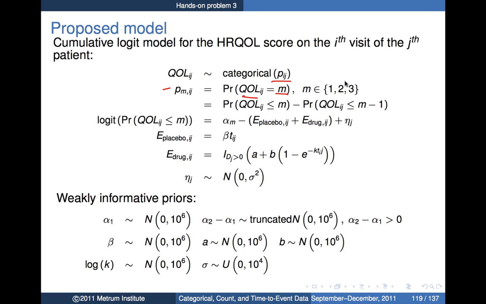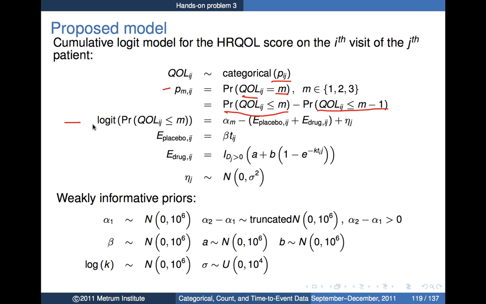Since we're going to write our model in terms of cumulative probabilities, I rewrite that in terms of the difference between the probability of QOL being less than or equal to m minus the probability that it's less than or equal to m minus 1. And recognize that if m is equal to 3, recall that the value has to be 1, 2, or 3, so the probability that QOL is less than or equal to 3 just equals 1. So we really only have to worry about 2 cumulative probabilities, because the third is determined by difference.